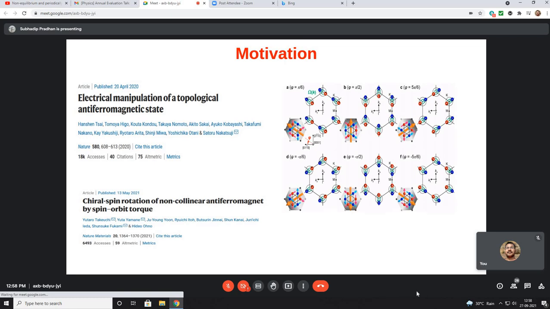So actually, he doesn't know. Maybe I can tell this. What happens is that they put an electric field that is perpendicular to the magnetization direction. In that way, they generate another magnetic polarization, which is perpendicular to the current direction as well as the magnetization.